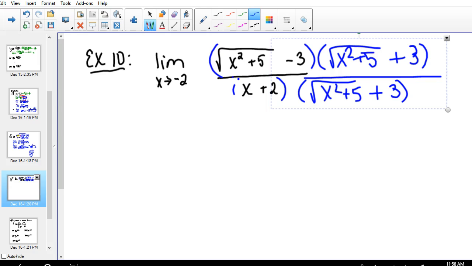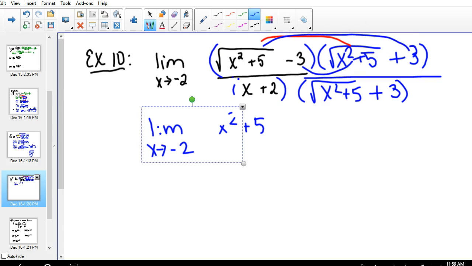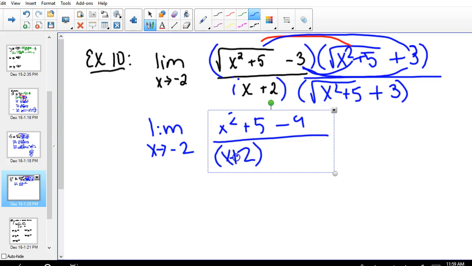Okay, so you're going to distribute here when you multiply those two square roots together. Keep your limit notation. You're going to get x squared plus 5. And then when you multiply, you'll multiply the outside terms and the inside terms, and those cancel, which is why you picked this in the first place. And then you multiply the last two terms together, negative 3 times positive 3, and you get a negative 9 over x plus 2 times the square root of x squared plus 5 plus 3.